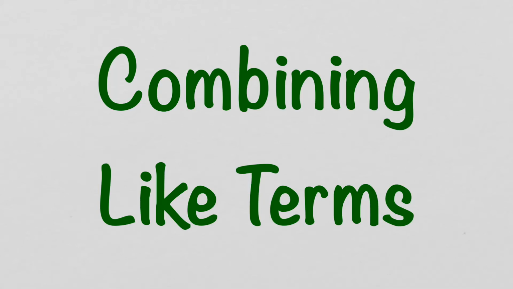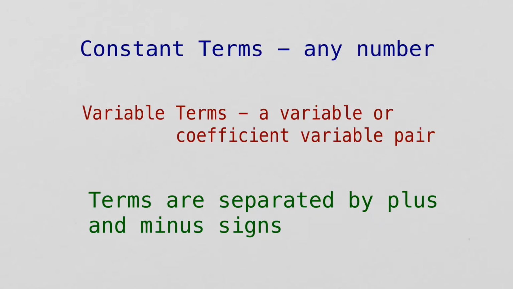Just want to give you a quick recap on how to combine like terms. Let's take a look. Quick reminder first that we have different kinds of terms. If you look here, we have constant terms, and those are basically any number. It does not matter what it is. Doesn't matter if it's negative, positive, single digit, double digit, triple digit. If it's a number, it's a constant term.